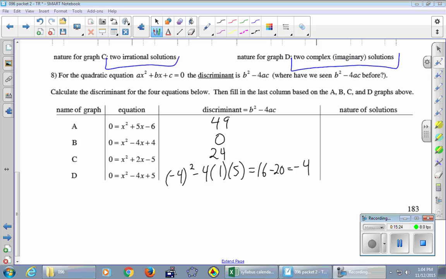That -4, remember, this b squared minus 4ac lives in the quadratic formula underneath what? Underneath the radical, right? So you're imagining a square root on top of each of these numbers. So the square root of -4 is what kind of a number? It's an imaginary. The square root of negative is where we get our i's coming in, right?